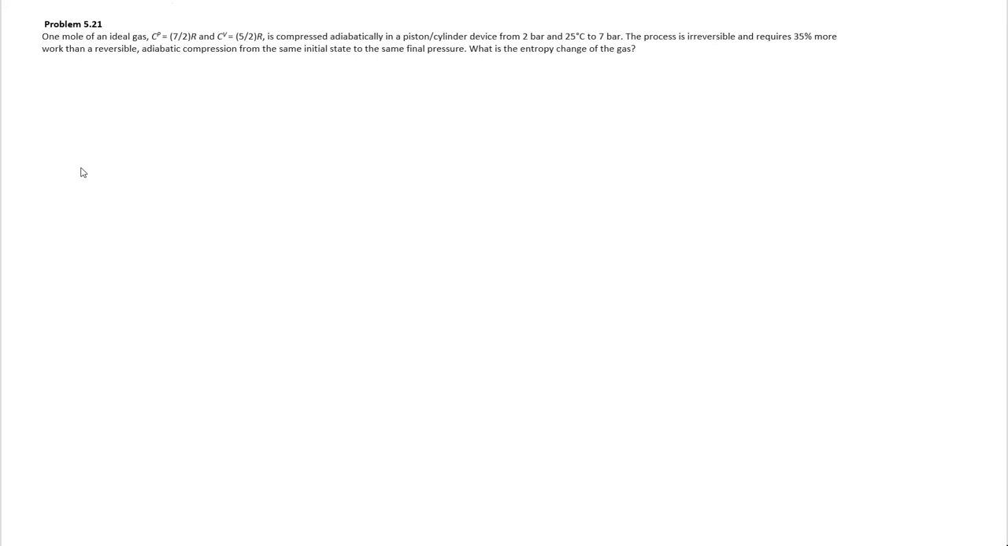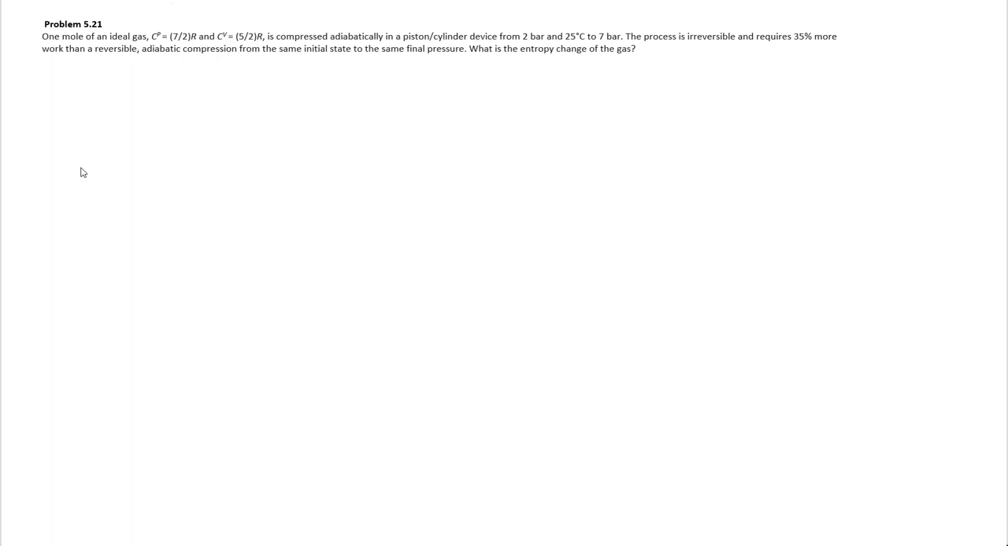All right, this is problem 5.21 from Smith Van Ness, 8th edition. We have 1 mole of an ideal gas with Cp 7/2 R and Cv 5/2 R. It's compressed adiabatically in a piston cylinder device from 2 bar and 25 degrees C to 7 bar. This process is irreversible and requires 35% more work than a reversible process from the same initial state to the same final pressure. What is the entropy change in the gas?